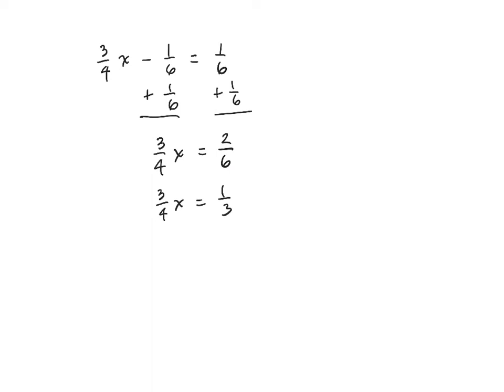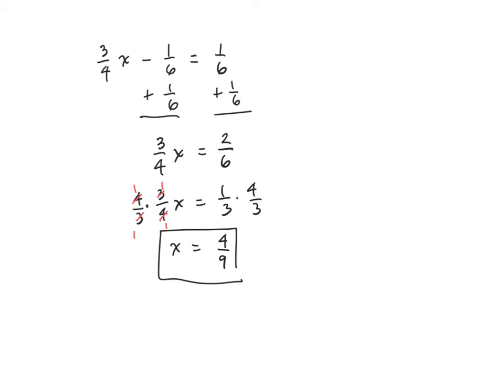So now all I have to do is get that coefficient equal to 1. So 3/4, the reciprocal of that is 4/3. So I'll multiply both sides by 4/3. And this stuff will all cancel and become 1 over 1. And so I'm left with just x on the left. And then on the right hand side, we just have 4/9. And that's as simple as we can write that.